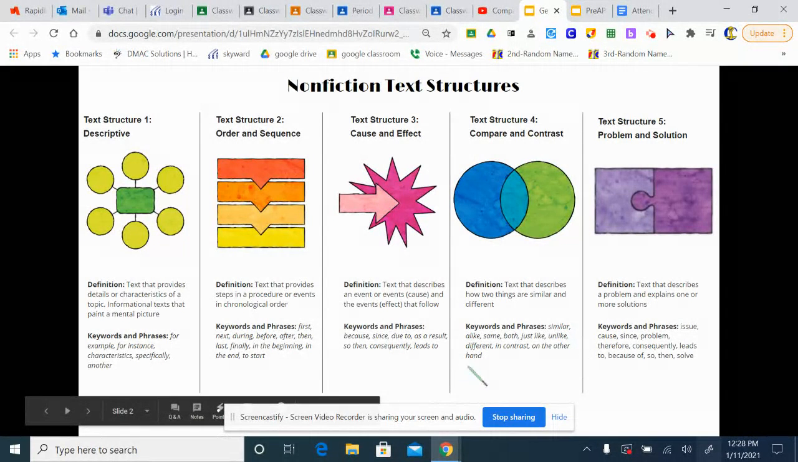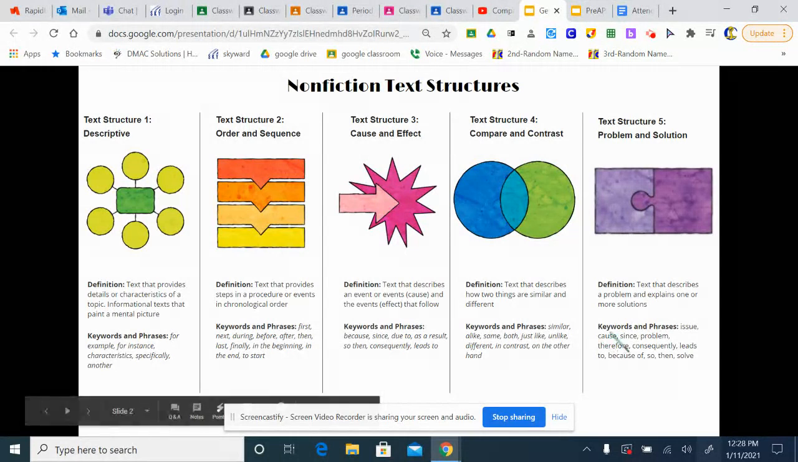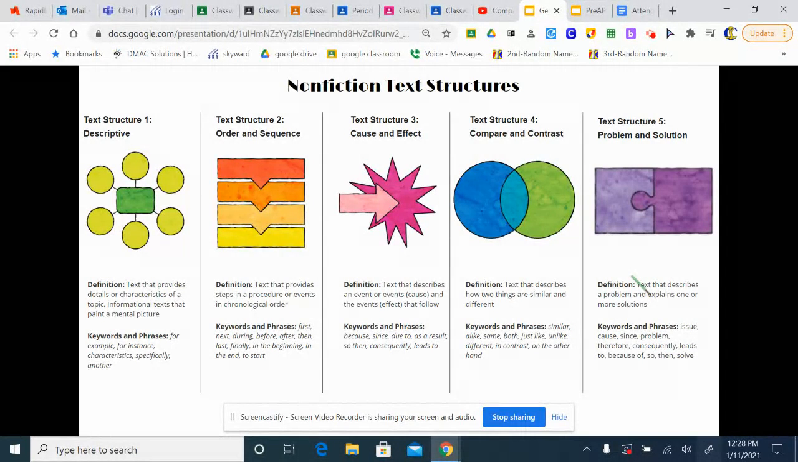On the other hand, text structure 5 is problem and solution. This text describes a problem and explains one or more solutions. So again, the text will provide a problem, and then right after that, they will provide one or more solutions to the problem within the text. You will then see keywords such as cause, problem, solve as the keywords for those text structures.